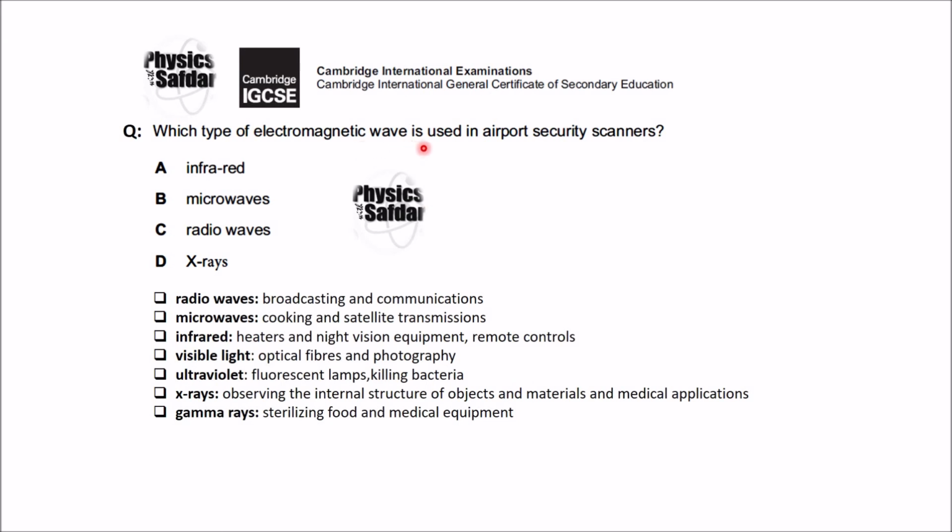Which electromagnetic wave is used in airport security scanners? Infrared, not correct. Microwaves, cooking and satellite communication, not possible. Radio waves, broadcasting and communication, not true. X-rays, observing the internal structure of objects and material, that's true. That's why they are used in airport security scanner. Option D is the right answer here.